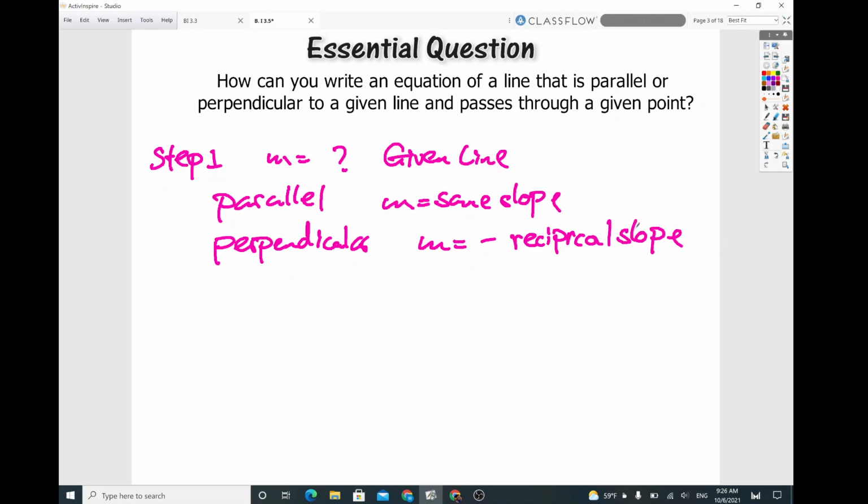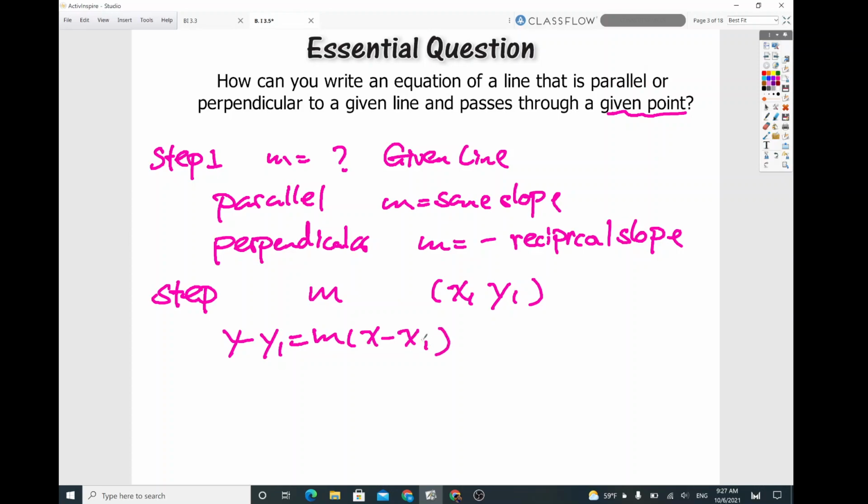So once we get that new slope there, guess what we can do next? Using the given point, okay, which is x1, y1, and the slope that we found from step 1, and then using the point slope formula to write the equation of a line. Okay, so just like a two-step problem.